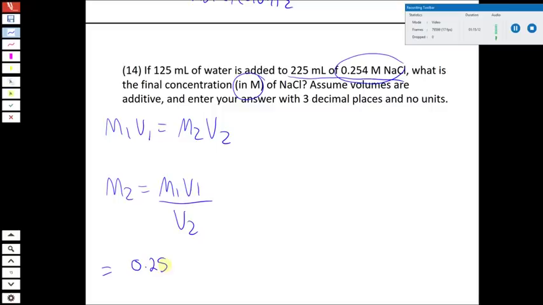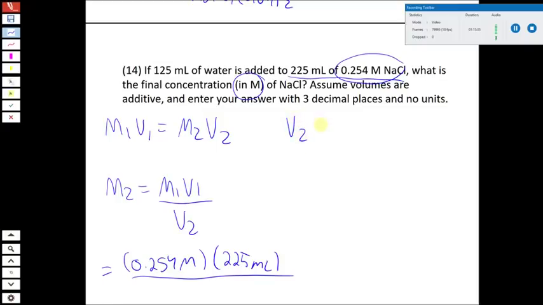So we have 0.254 molar for M1. The initial volume is 225 milliliters. The part that we have to keep in mind here, though, is that V2 is not the volume of water that we add. V2 is the total solution volume after we do the dilution. So we're assuming the volumes are additive, which is not perfect but a pretty good approximation.